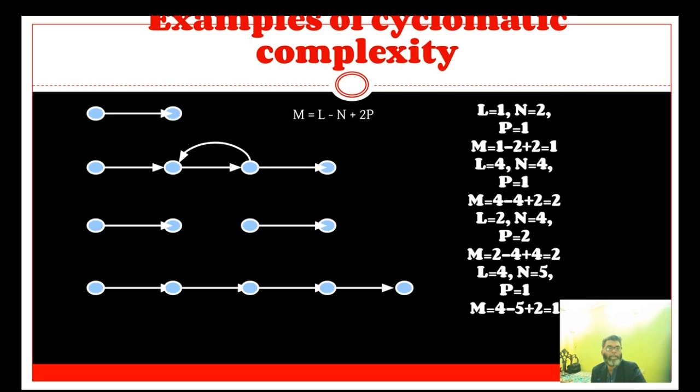For the first diagram, M equal to L minus N plus 2P. So M equal to 1 minus 2 plus 2. In the second diagram, L equal to 4, N equal to 4, P equal to 1. Third diagram, L equal to 2, N equal to 4, P equal to 2. And last diagram, L equal to 4, N equal to 5 and P equal to 1.